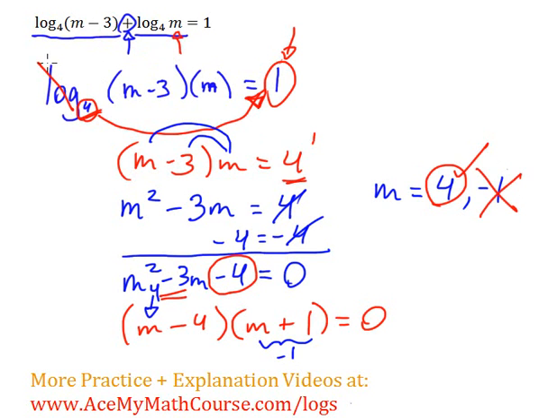However, the negative 1 won't work. Because if I were to plug it in here, negative 1 minus 3 is negative 4. We can't take the log of a negative number. So we have to reject the negative 1. So the answer is just m equals 4. That's it.